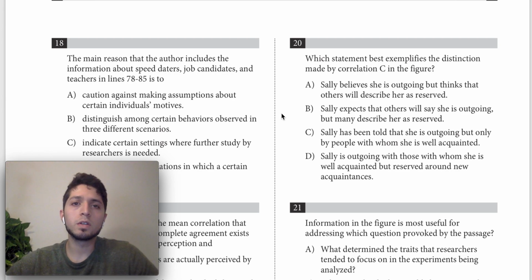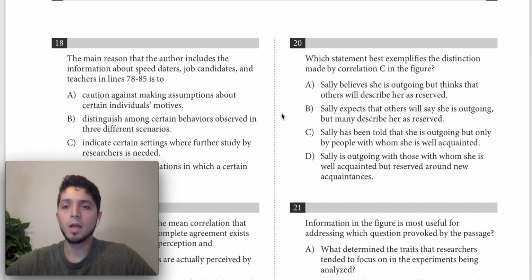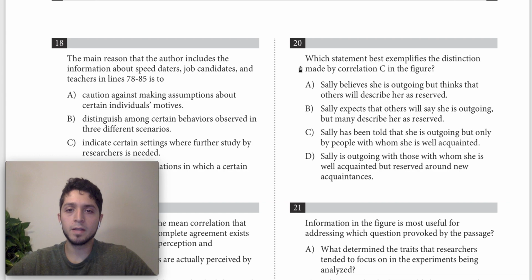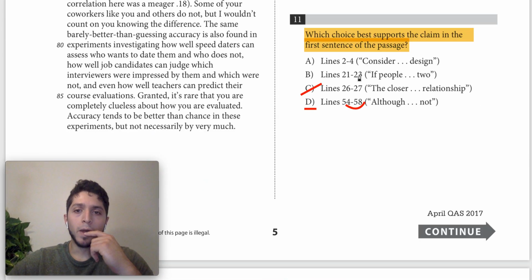Okay, so this is question 20. This is from the SAT number 9, April 2017. Let's jump in. Question 20 says, which statement best exemplifies the distinction made by correlation C in the figure? So we go back up to the figure.